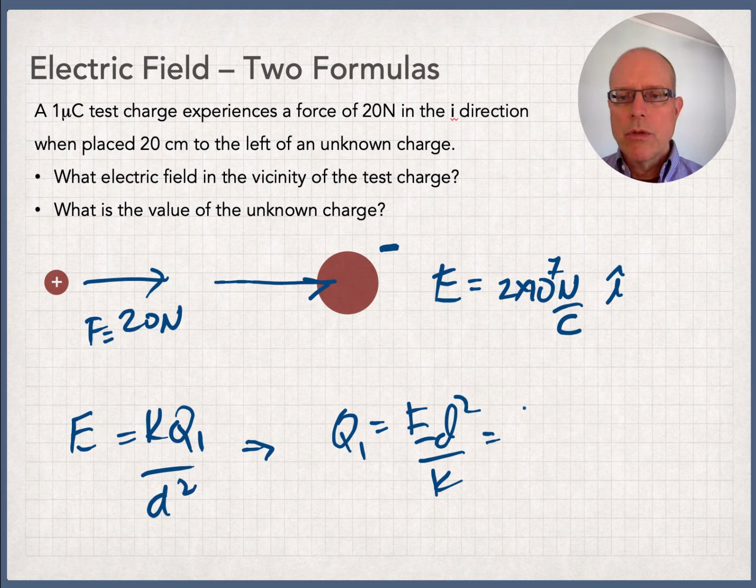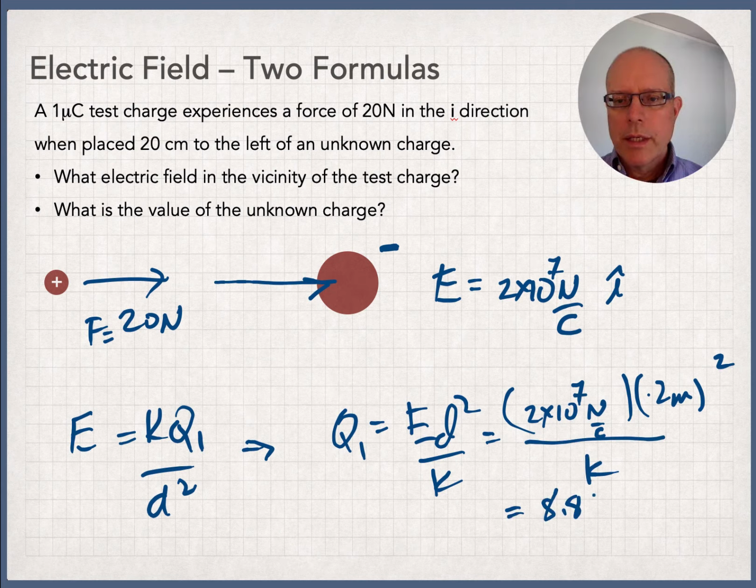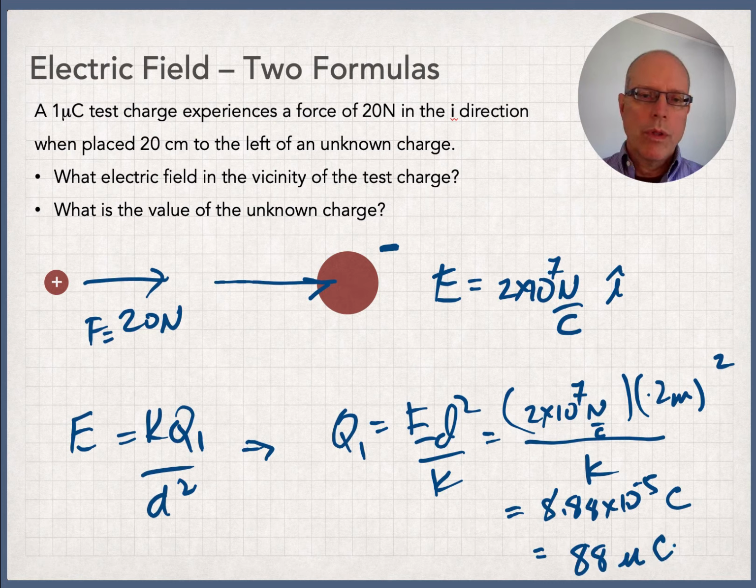How about 2 times 10 to the 7 newtons per coulomb. d is what, 0.2 meters, divided by K. And how this worked out a second ago, it was 8.88 times 10 to the minus 5 coulombs. So actually that was going to be 88 microcoulombs. Except, was it a minus charge or was it a plus charge? Oh yeah, it was a minus charge. So it was an 88 microcoulomb charge.